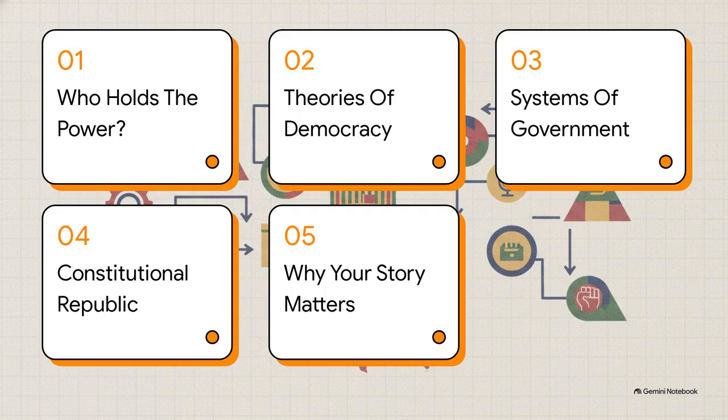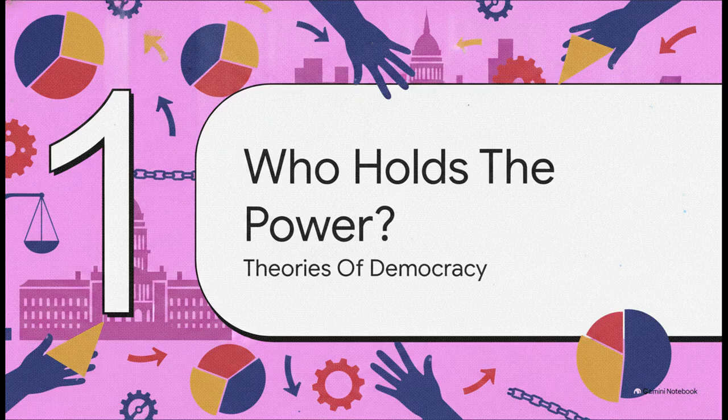Okay, let's dive right into this. Here's our blueprint for today. First, who holds the power? Next, three theories of democracy. Then, systems of government explained. After that, the constitutional republic. And finally, why your story matters. Kicking things off with Section 1, who holds the power, and the three theories of democracy.